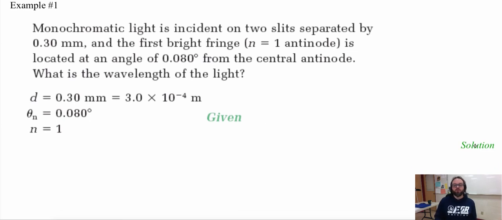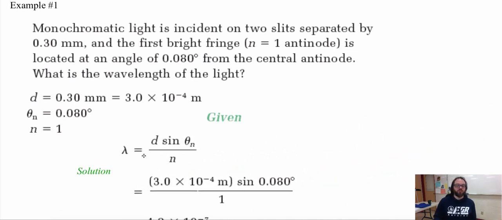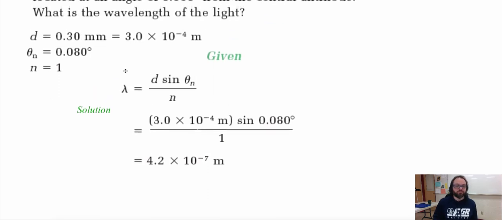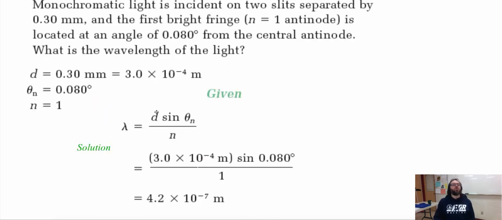So now we're going to plug that all into our equation. We're trying to find my wavelength. So we are going to use this equation here, and then we plug in everything. We know my distance is this, I know my angle is that, and n is 1. So I multiply these together, and the only units we have is meters, so I'm going to get a wavelength of 4.2 times 10 to the negative 7 meters.